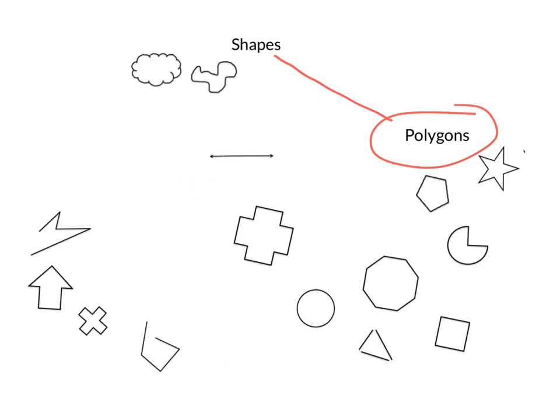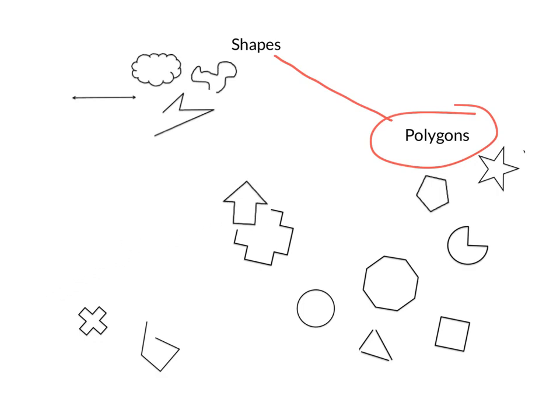This is a line segment. It's a very nice line segment, but it is not a closed shape, so it does not qualify as a polygon. Here's another shape that is not closed. This is a polygon. It has 1, 2, 3, 4, 5, 6, 7 sides. We would call that a heptagon.